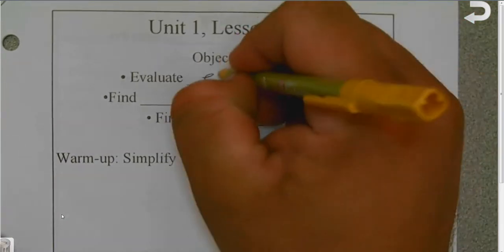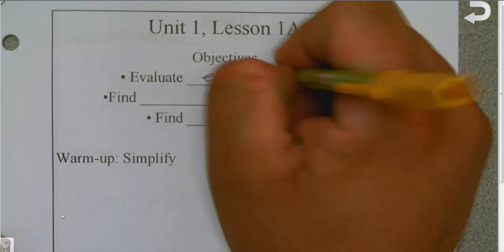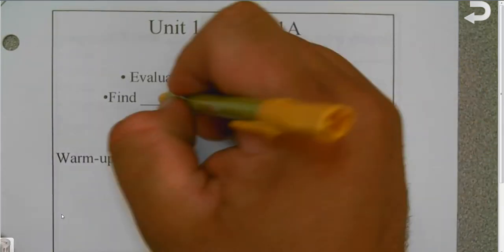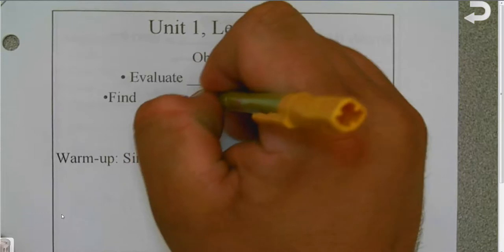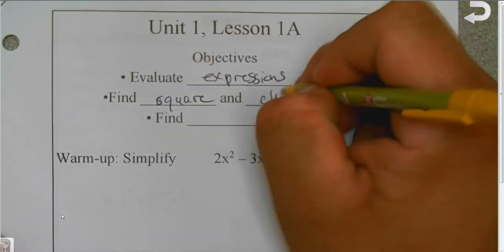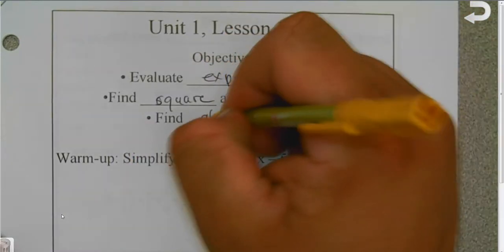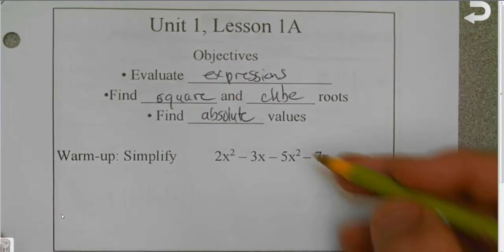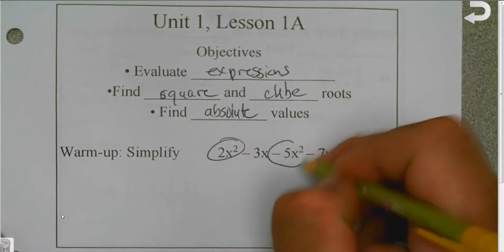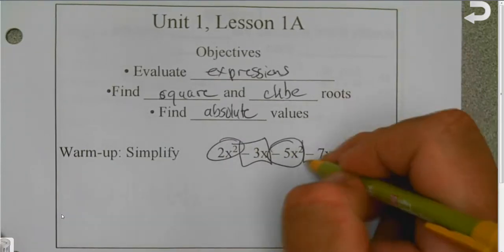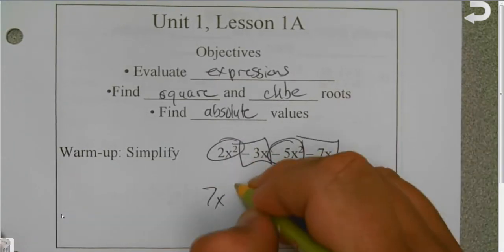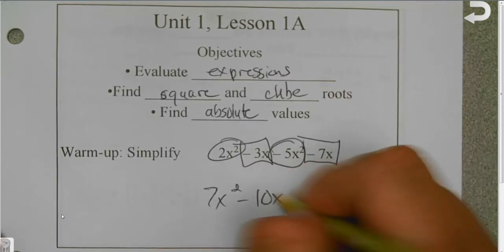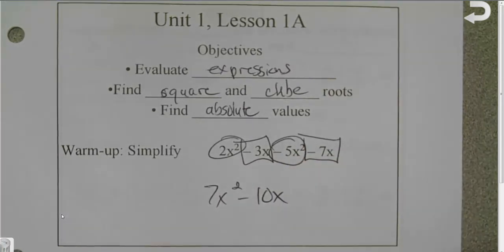And so we're still going to be evaluating expressions. We're going to be finding square and cube roots. And we're going to be finding absolute values. As a review, we talked about combining like terms last night, and then hopefully you're finishing this up today. You just put it together. All right.